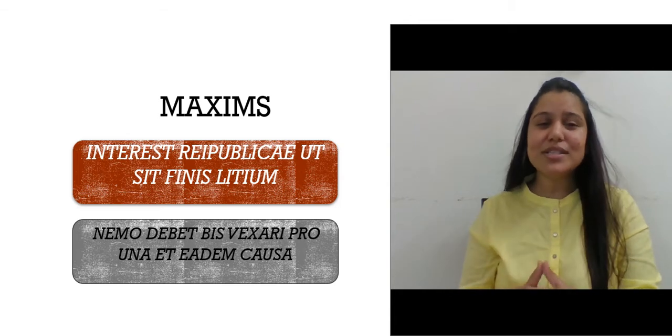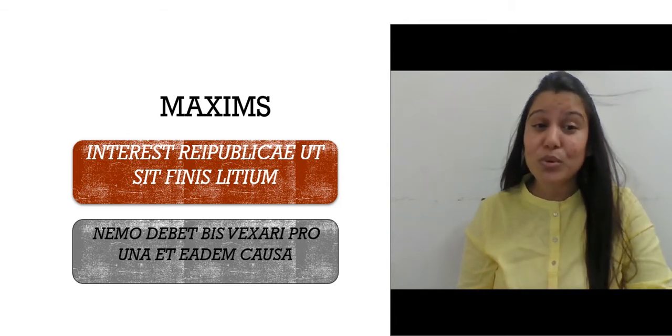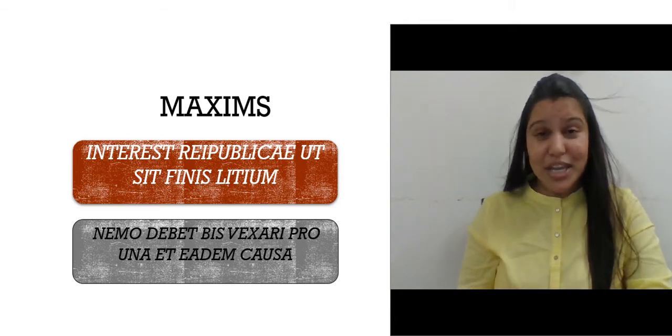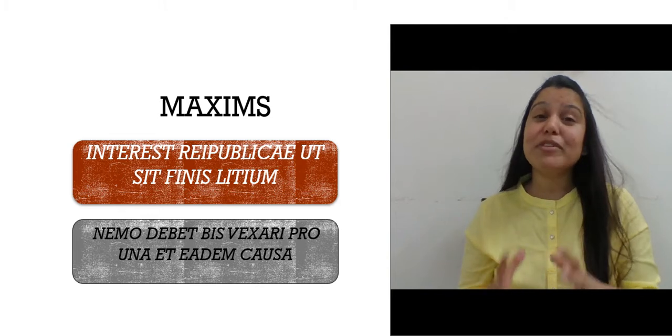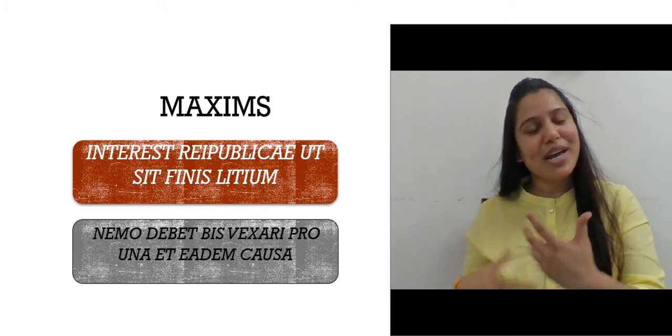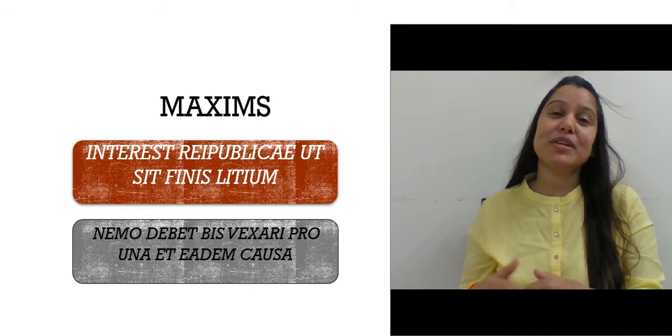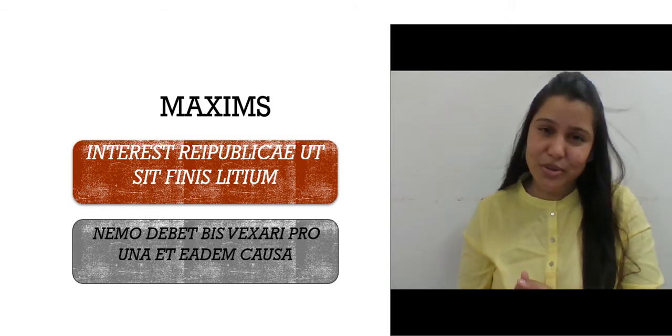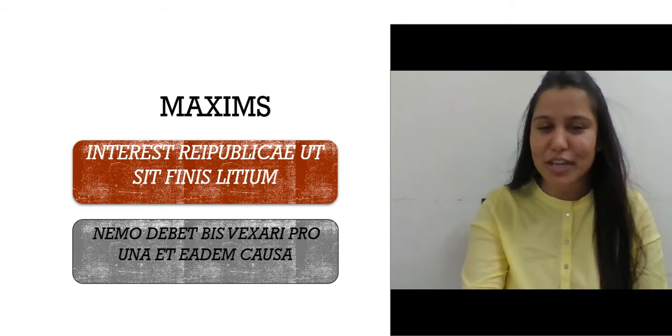And the second one is nemo debet bis vexari pro una et eadem causa. It means no man shall be vexed twice for the same cause, right? No one, as we have seen, shall be punished twice for the same offense, correct? So these are the maxims in support of that section.